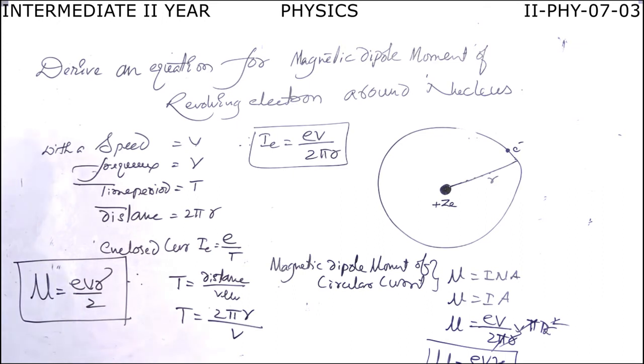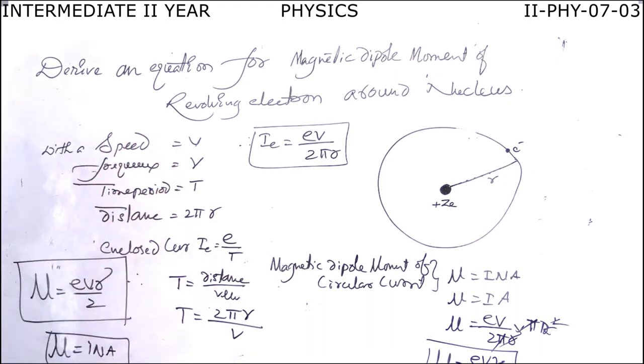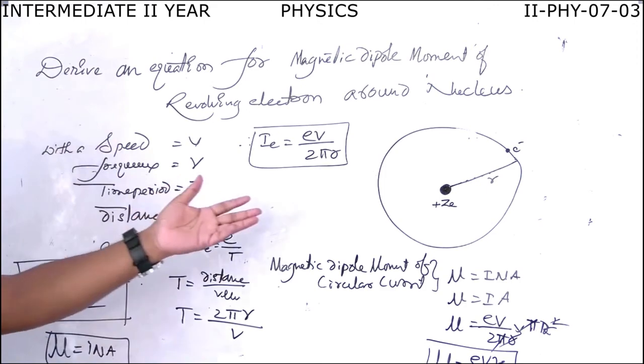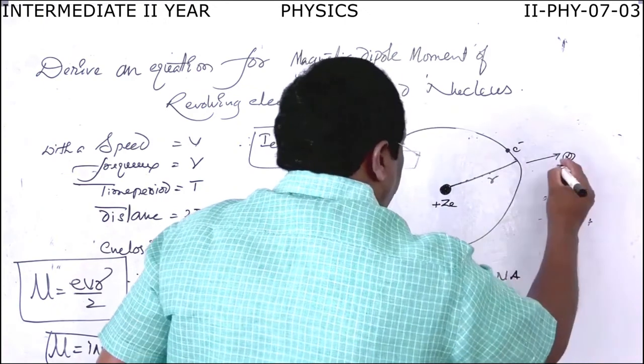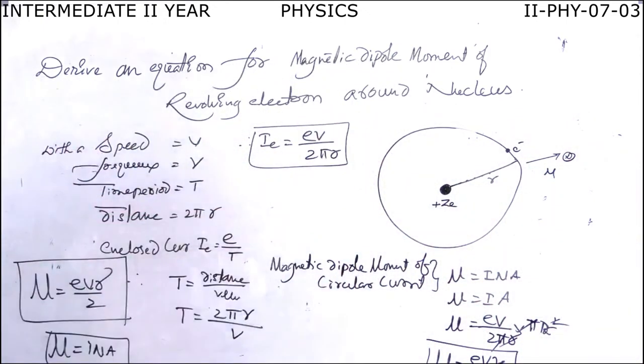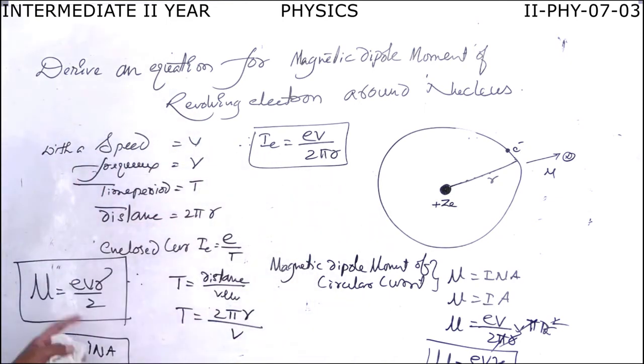The magnetic dipole moment of a current carrying coil is INA. e is the charge of one revolving electron, v is the velocity, r is the radius of the circular orbit, evr. But if the revolving orbit changes, the magnetic dipole moment of the electron also changes. If the direction of the magnetic dipole moment of the electron is outwards, perpendicular to the board, or inwards, into the board, that is the direction of mu.